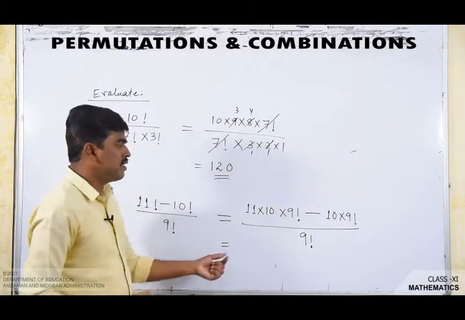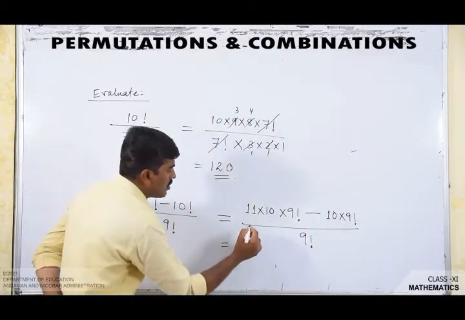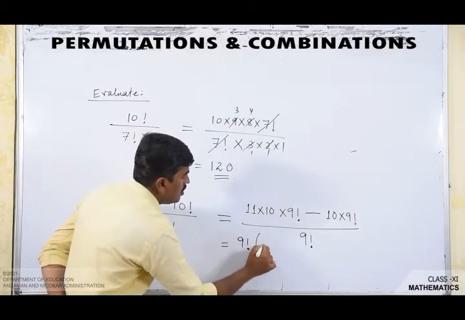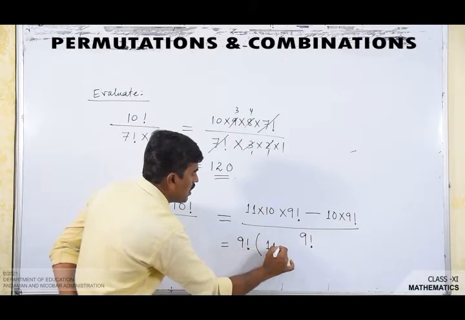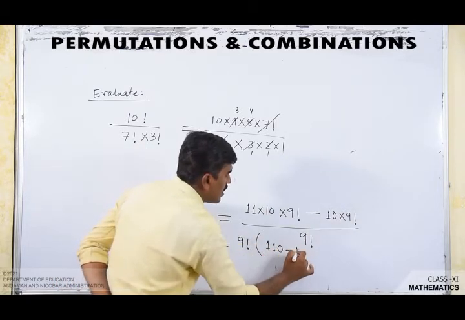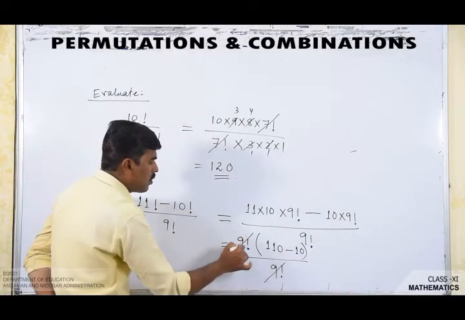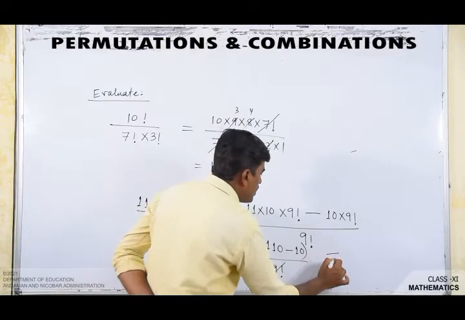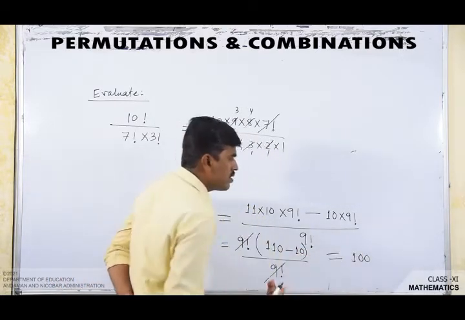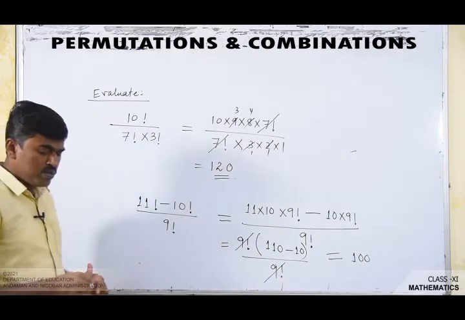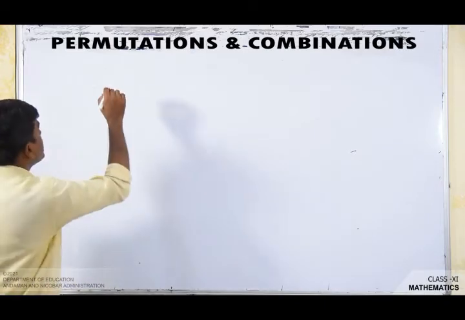So in the numerator 9 factorial is common now. So we have to take 9 factorial common, and we are left with 11 into 10, so it is 110 minus 10, divided by 9 factorial. Now this 9 factorial is cancelled out. So it equals 110 minus 10, that is 100. Very simple. So in this way we have to solve questions related to factorial. Now let us see one more question.